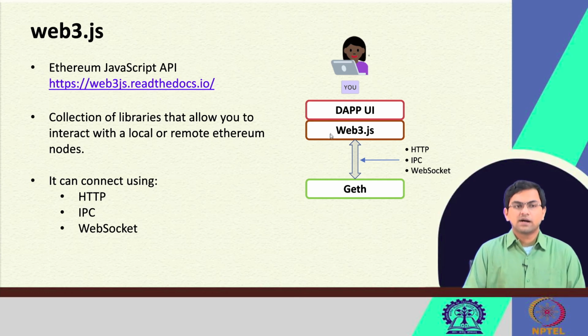Okay. Now, how does this web3.js connect to this Go Ethereum client? The ways are the same through which we were accessing Geth. The options are HTTP and WebSocket. So, this is RPC over HTTP, RPC over WebSocket, or IPC. These are the three options using which this web3.js application can interact with Geth.